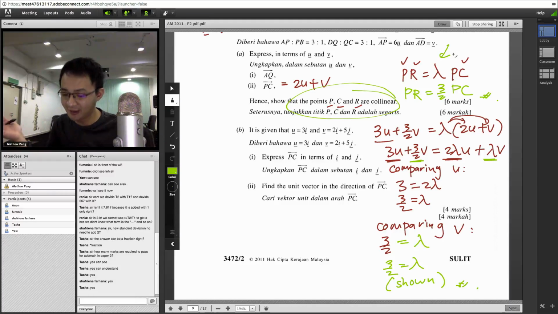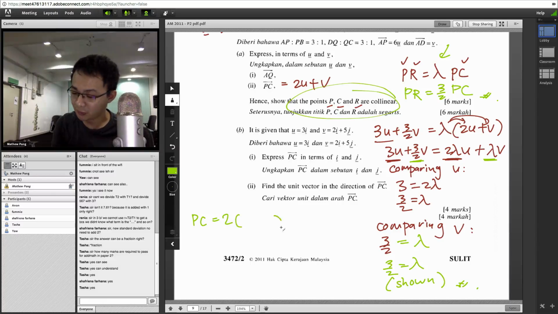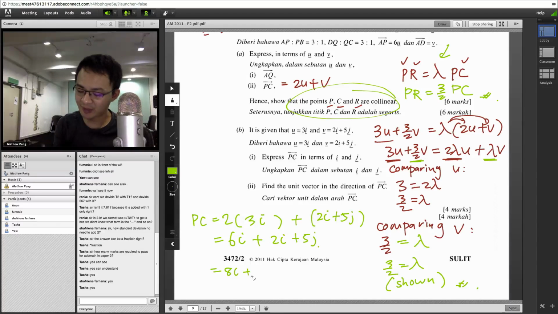Okay, then it's given that u equals 3i, v equals 2i plus 5j. Express PC. Alright, then you just substitute in. PC equals 2u, u is 3i, plus v, which is 2i plus 5j. It's very simple. This is 6i plus 2i plus 5j. So this is 8i plus 5j.